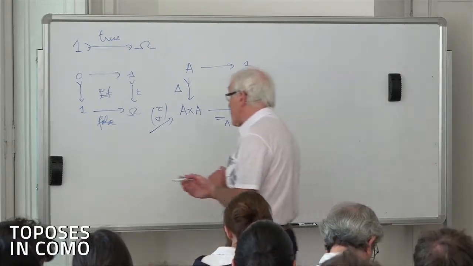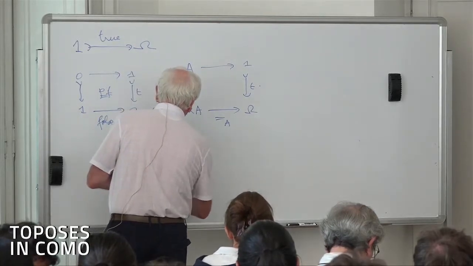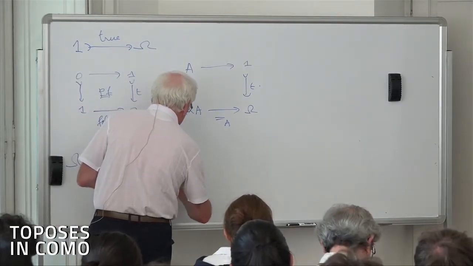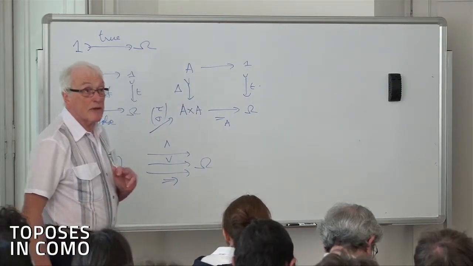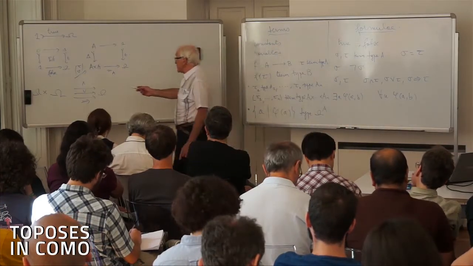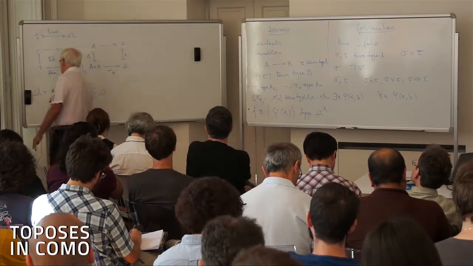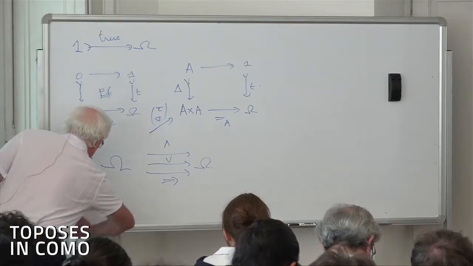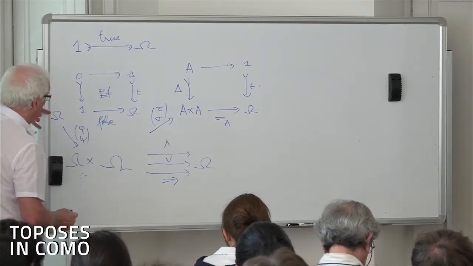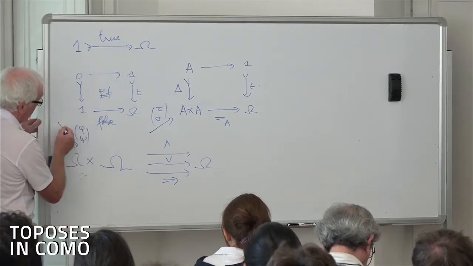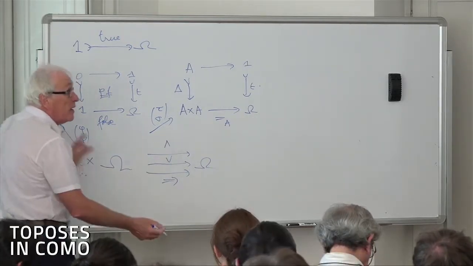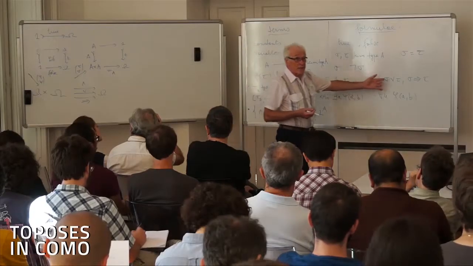The same thing holds for omega. We have seen that there were morphisms like that to omega. We have constructed yesterday on omega the Heyting algebra structure, so with those morphisms. So again, if I have two formulae, phi and psi, I take the pair phi psi, which goes to omega times omega, and I can compose with and, or, imply to get the interpretation of those things.